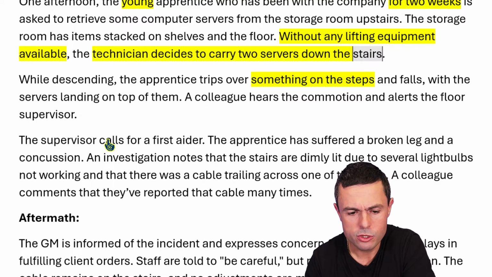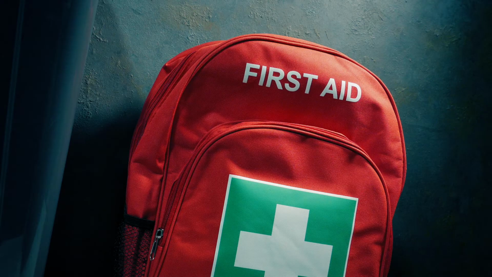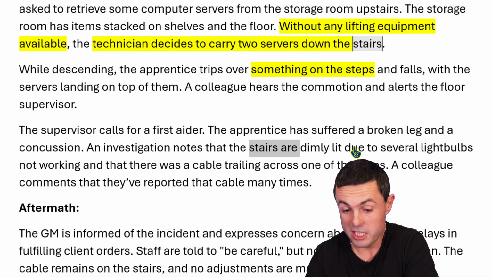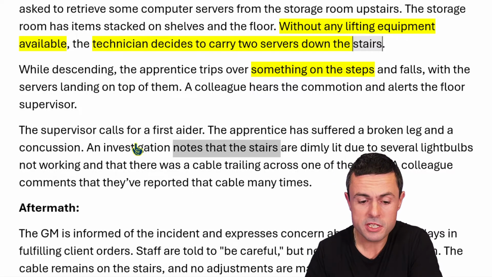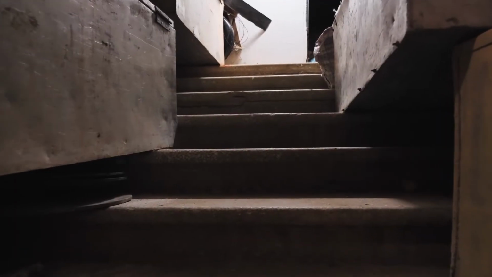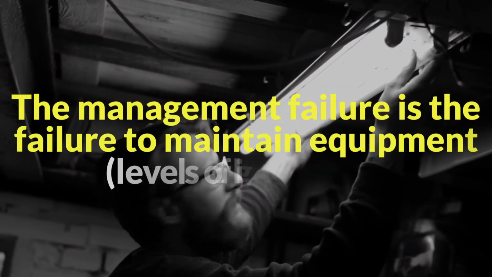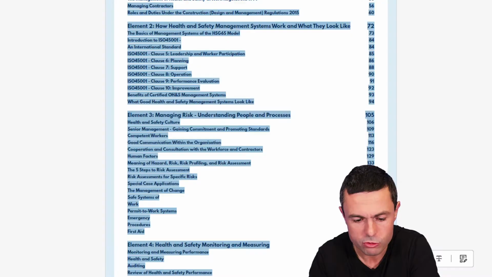Colleague hears the commotion, supervisor calls for a first aider. That's not relevant because that didn't contribute to the accident. Broken leg, concussion, not relevant, doesn't contribute to the accident. But the stairs are dimly lit due to several light bulbs not working. Now that's not a management failure, but the management failure is the failure to maintain the equipment, to maintain the levels of lighting. There's also a failure to monitor the levels of lighting, to spot the hazards. The failure to do inspections. Remember our course materials. Look down here.